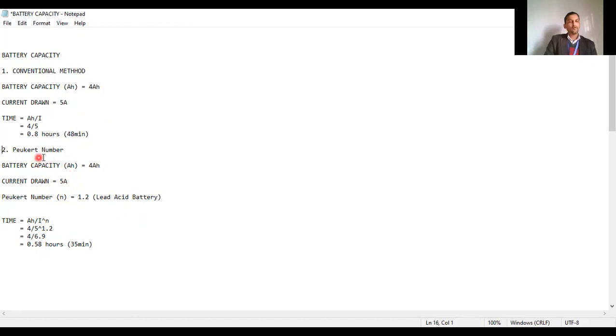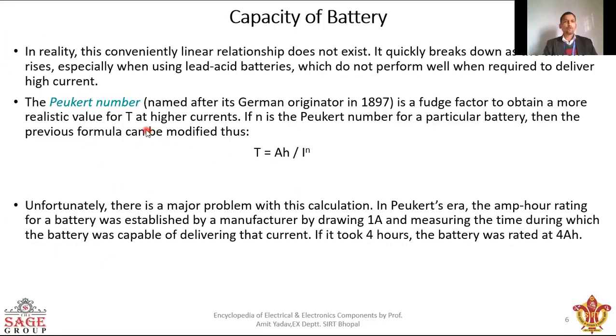So by using the new modified formula, the Peukert method, you can say, the time period for which the battery will give this 5 ampere current now comes to 35 minutes. And in the previous formula, it is 48 minutes. So again, there is a big difference in the calculation.